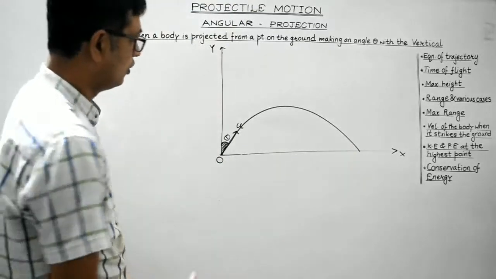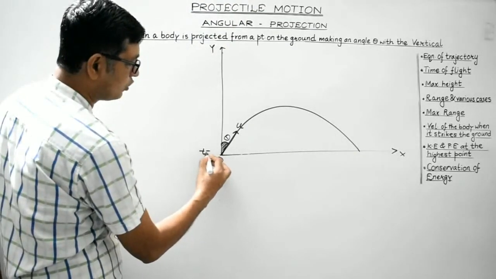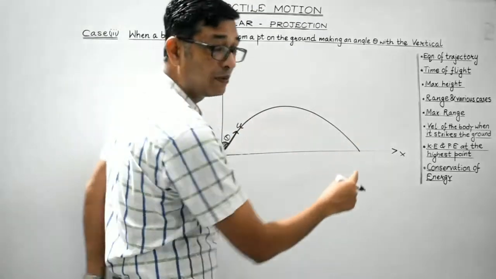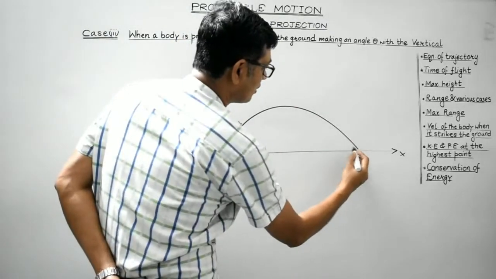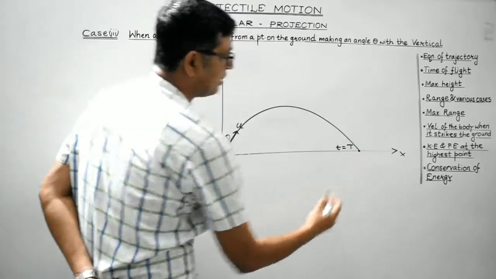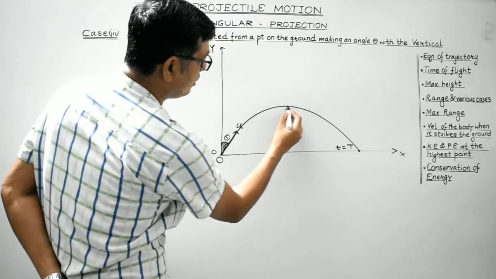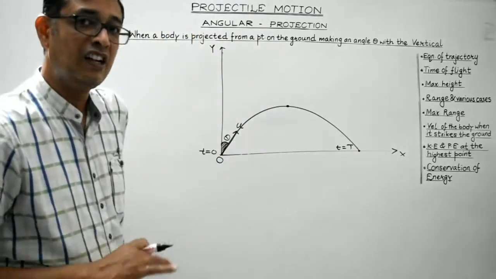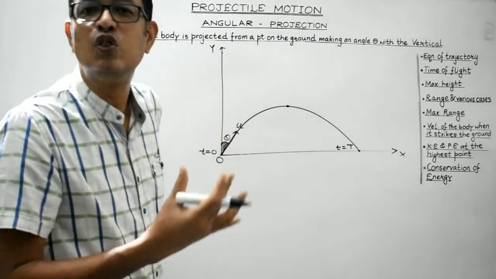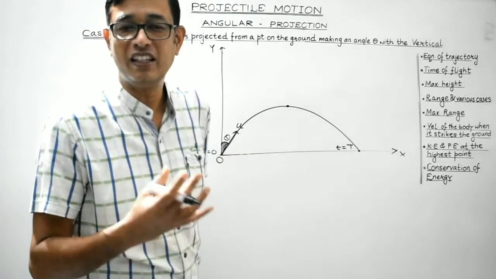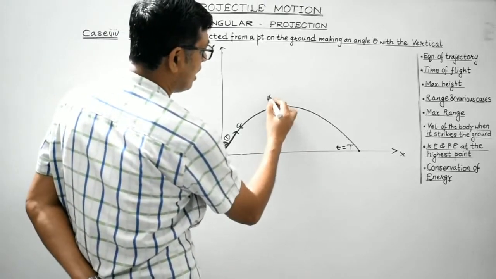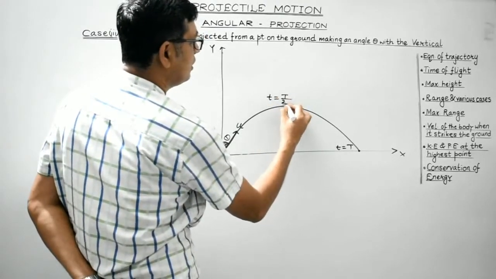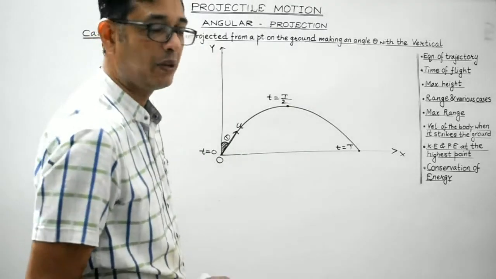Right? So, suppose this is initially t equals 0 and the total time during which the projectile remains in space, that is known as time of flight. So, this is capital T. This is the highest point. So, as we have discussed earlier, time of ascent is equal to time of descent because air resistance is considered to be negligible, isn't it? So, this must be half the time of flight. Small t is equal to capital T by 2.